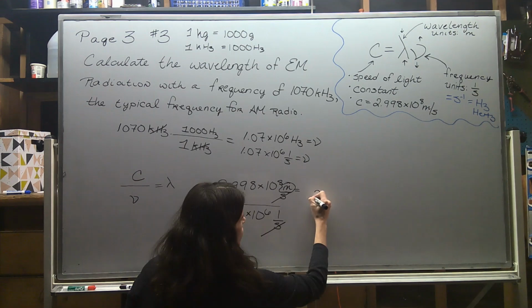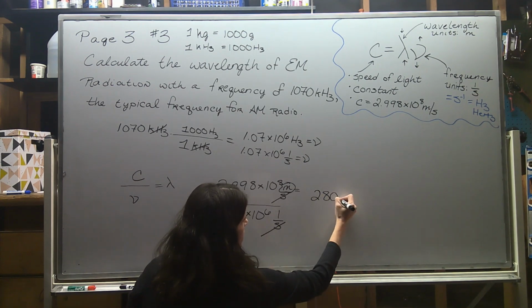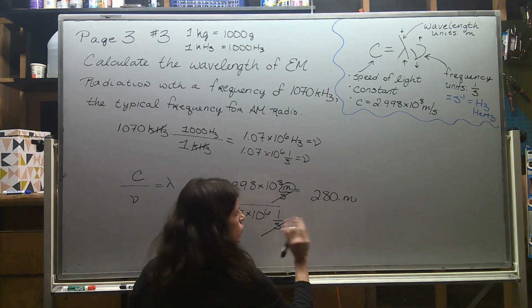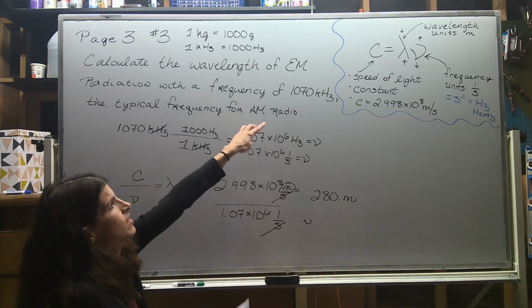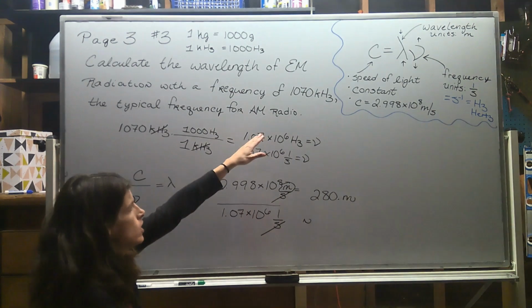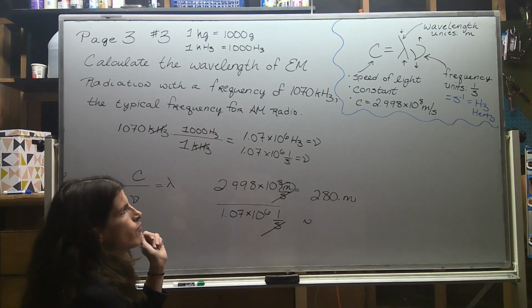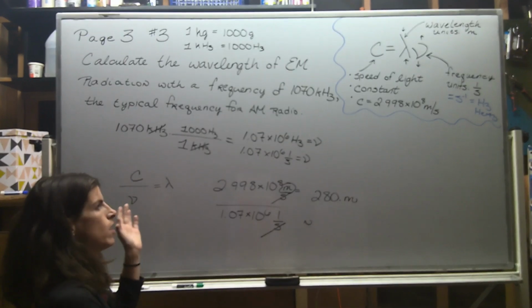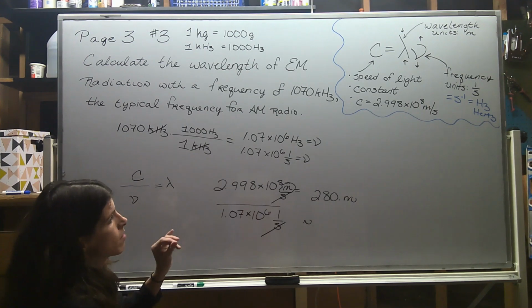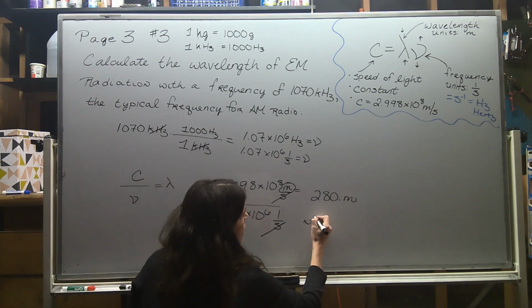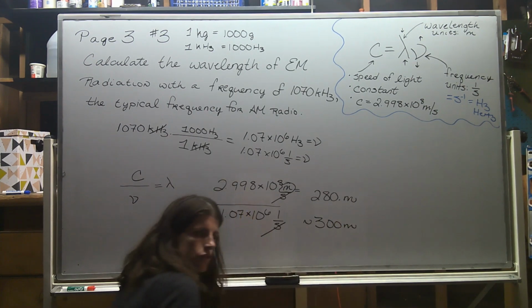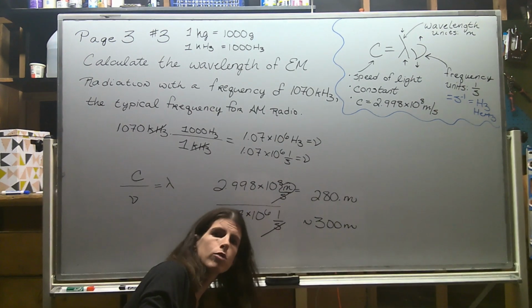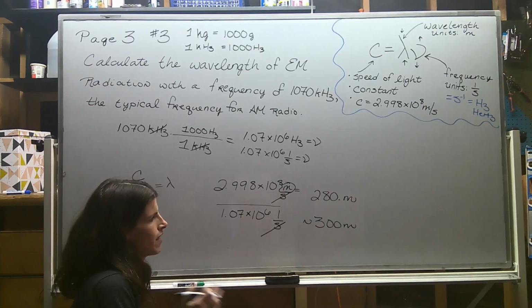So around 280 meters, which just to compare, because this is specific to that frequency or that energy, but not every radio is going to be 1070. So in general, AM broadcast is going to be on the magnitude of about 300 meters. And then we compare that to the FM, which is only 3 meters. So I find that interesting.